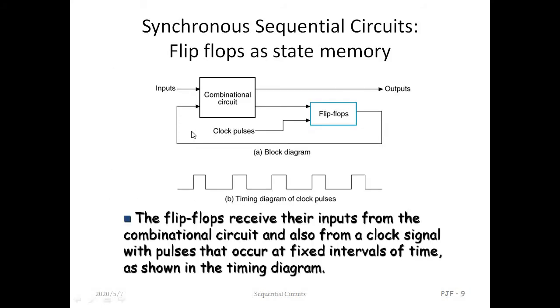Now this is the complete block of the synchronous sequential circuit, with flip-flops as state memory. Here the flip-flop is connected with the combinational circuit and a clock pulse is applied. The flip-flops receive their inputs from the combinational circuit, this is the present output, and also from the clock signal with pulses that occur at fixed intervals of time, as shown in the timing diagram. This is a fixed interval of time. This is the synchronous sequential circuit.